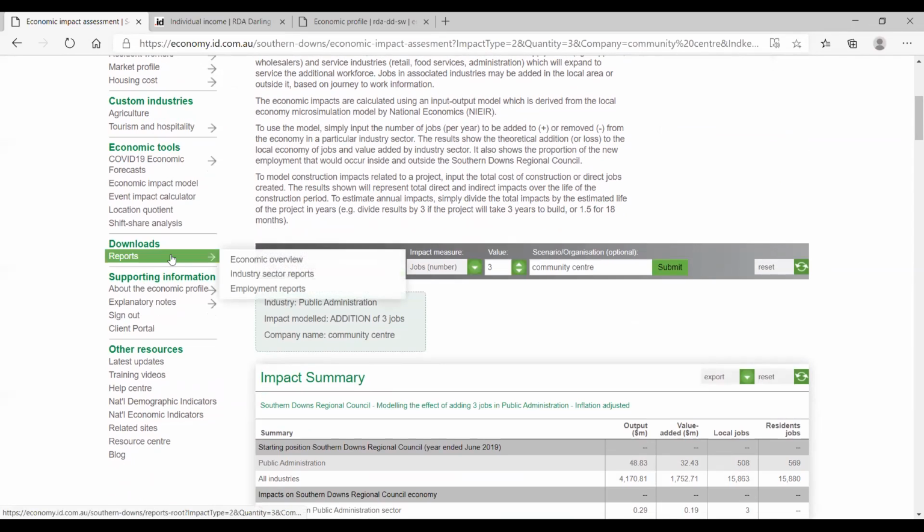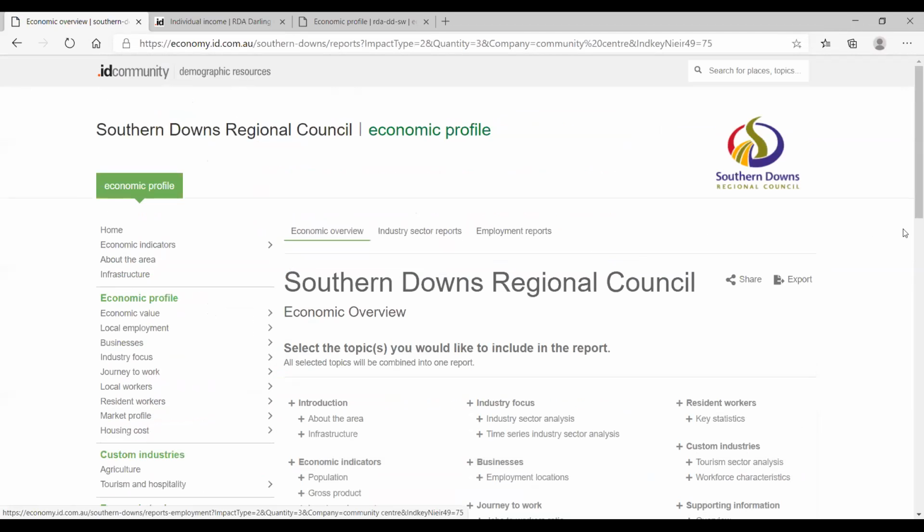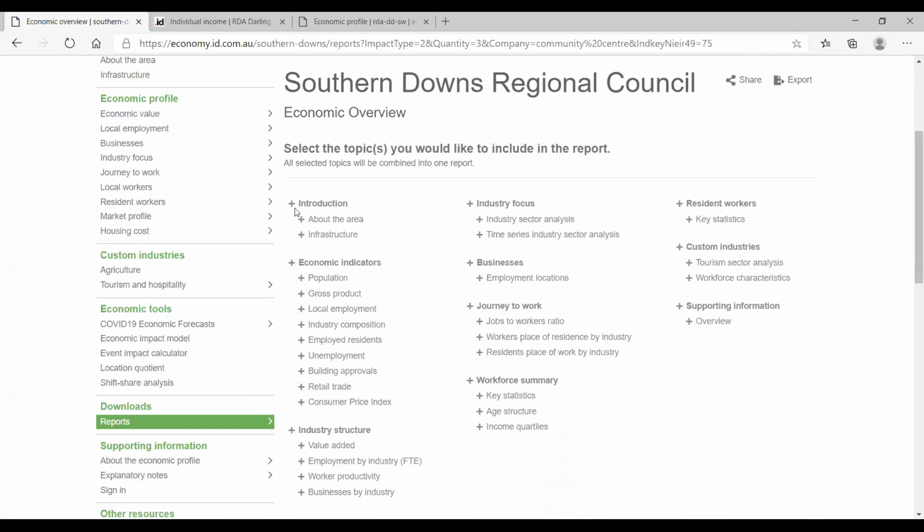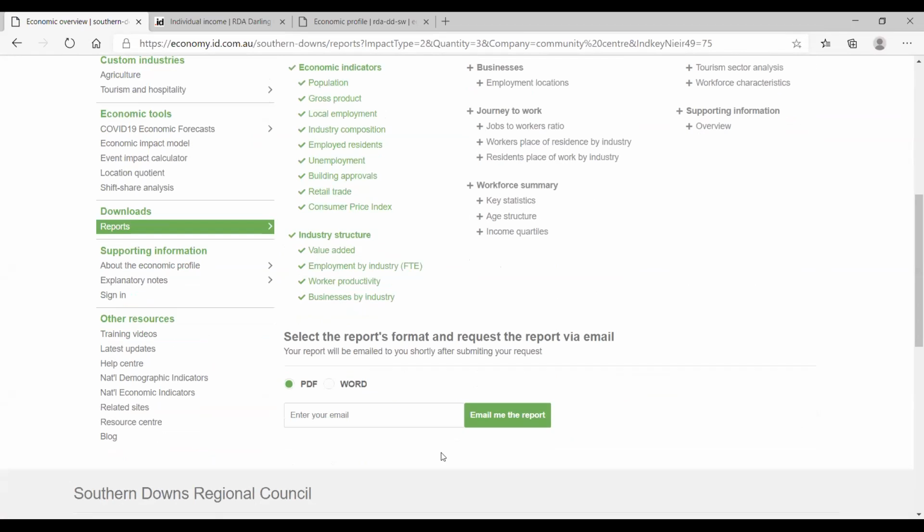The last thing, I did say that was the last thing, but this is the last thing. We've also got our economic overview. If you come in here, you can click on these variables, same as in the profile space, and enter your email to send yourself the report. You always get this section called downloads, and you can download the entirety of your reports there. Those ones are publicly available.